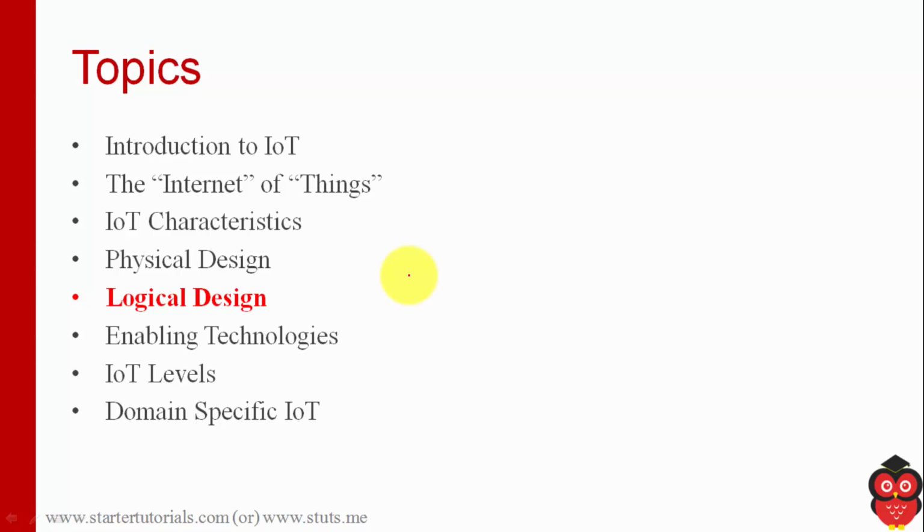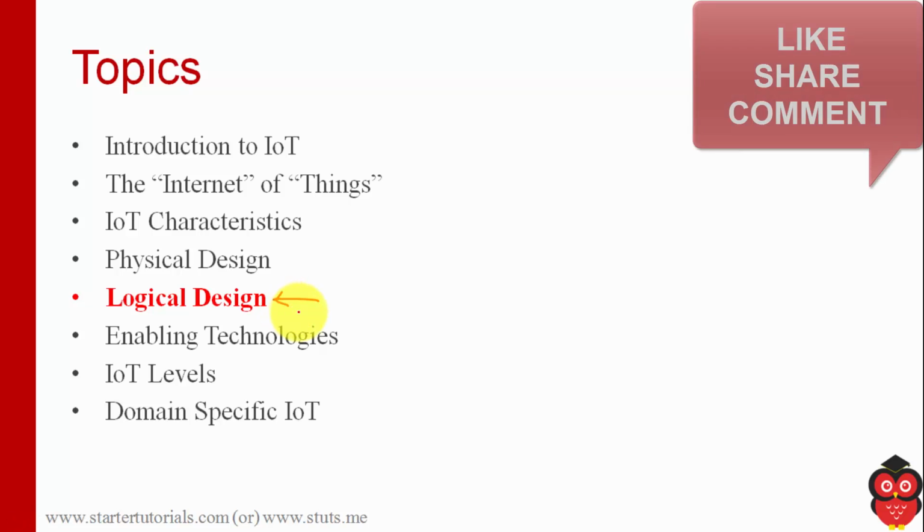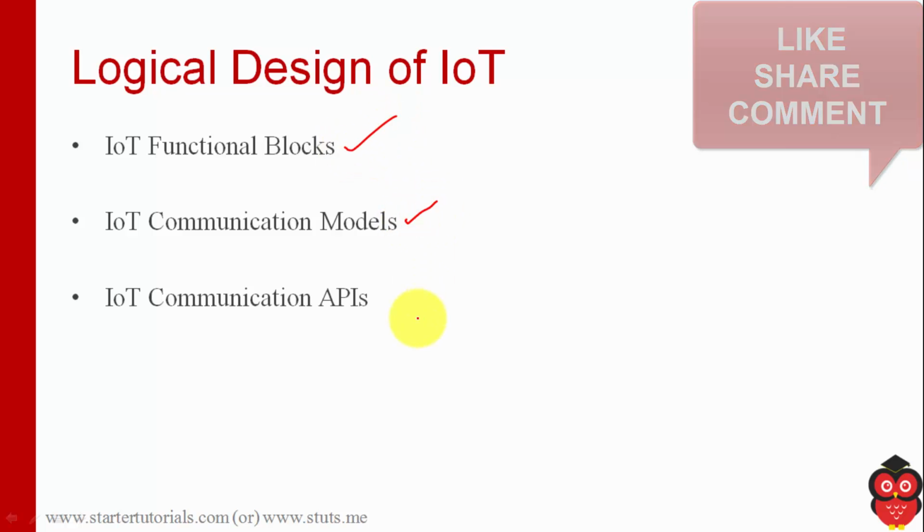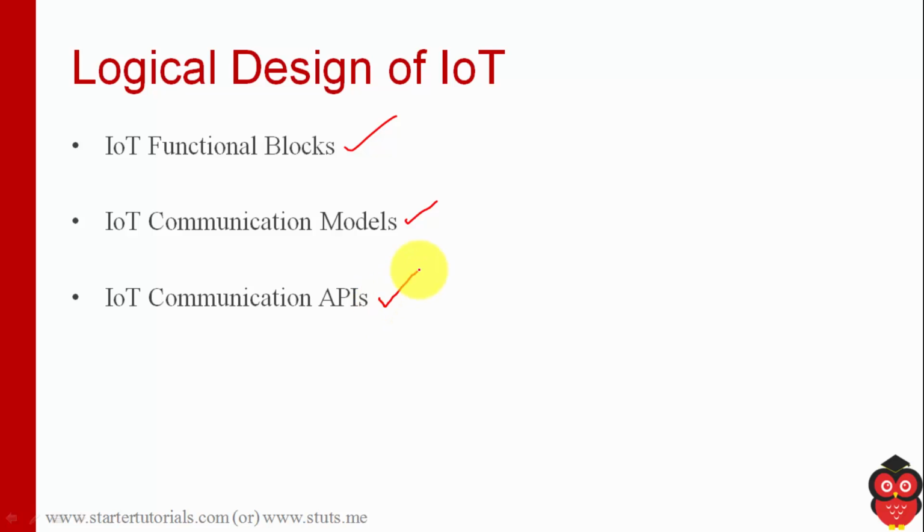In the last session we have seen physical design of IoT. Today we are going to look at logical design of IoT. So logical design of IoT includes three things. One is IoT functional blocks, IoT communication models, and last one is IoT communication APIs.